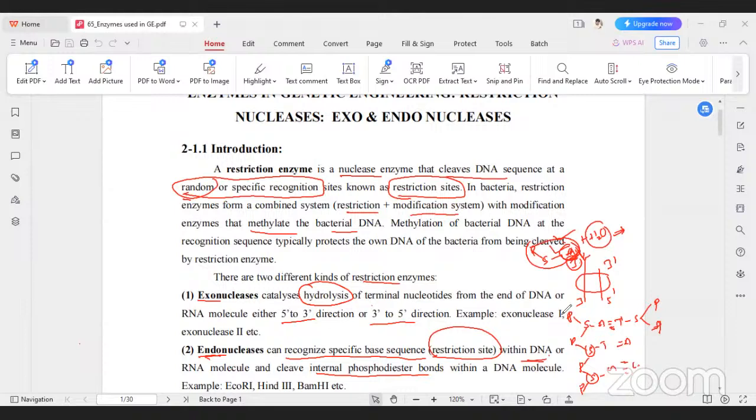If the terminal hydrolase acts, that is the exonuclease. But if it cleaves internally, in the middle, the internal phosphodiester, this one, cleaves this internal phosphodiester. If it cleaves the internal phosphodiester bonds within the DNA molecule, that is called endo. Within the DNA, in the middle, that is called endo. The example is the Escherichia coli restriction endonuclease, EcoRI. They are the different types of restriction endonuclease enzymes, right?